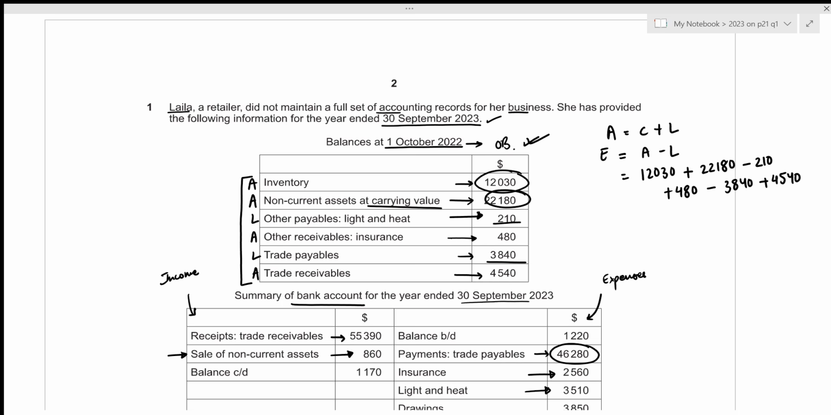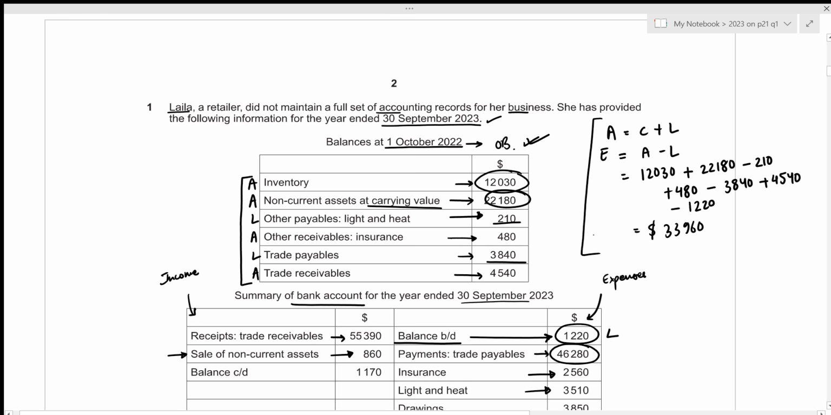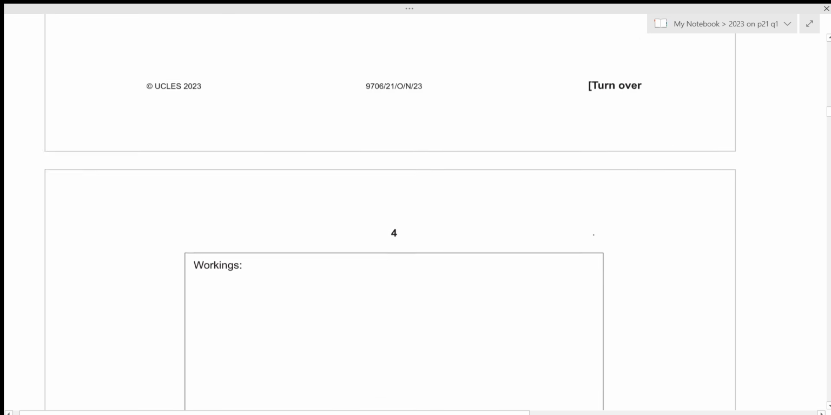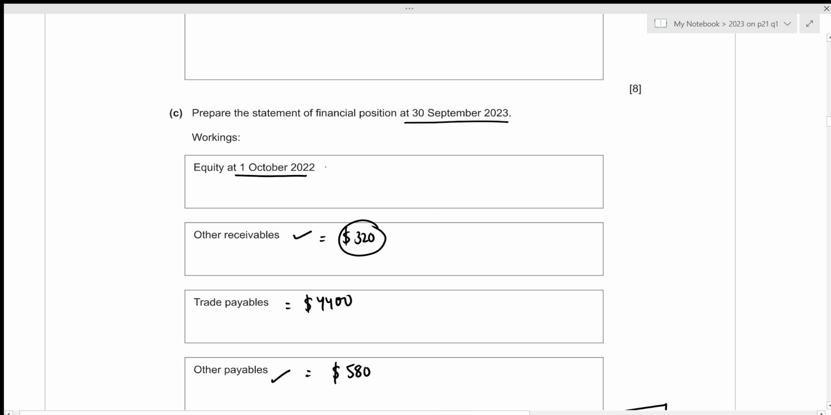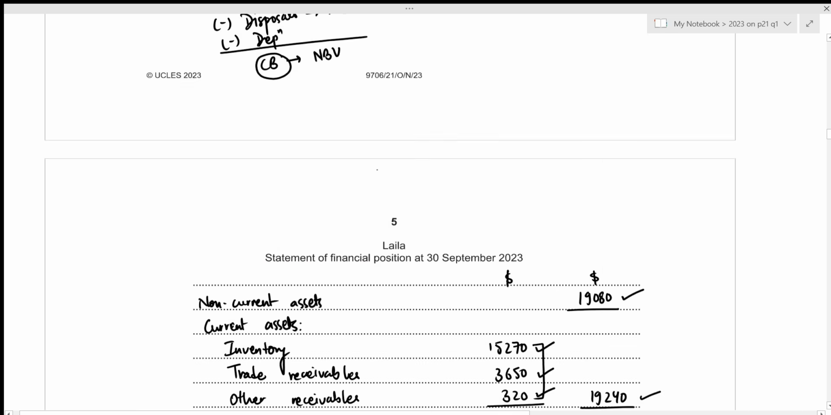If its opening balance is on the credit side, that will just represent a negative bank balance. In this case, since we have the opening balance on the credit side, this represents a negative bank balance, which means that this will be our liability. So we need to subtract this amount of 1,220 as well. This will give the equity at the opening date to have the value of 33,960. You need to show this workings within the given box so that you get your markings correctly, and the equity is of 33,960. Let's write it down.